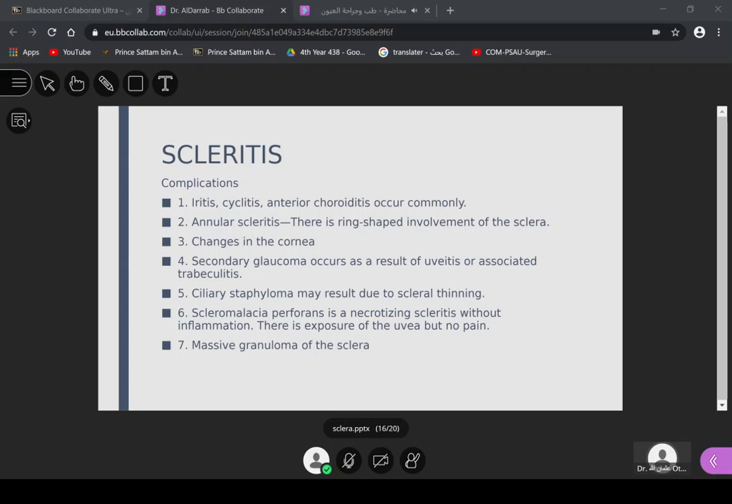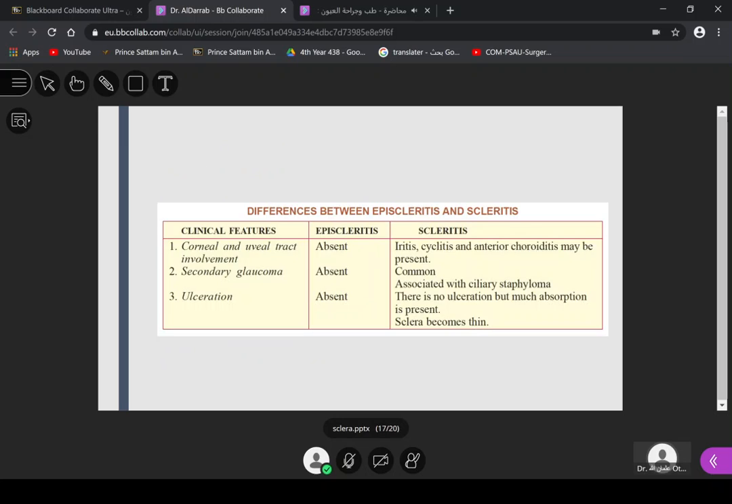Scleromalacia perforans is a necrotizing scleritis without inflammation. There is exposure of the uvea but no pain. And I will show you a photo. The sclera is completely gone in a very extreme case. Massive granuloma of the sclera.